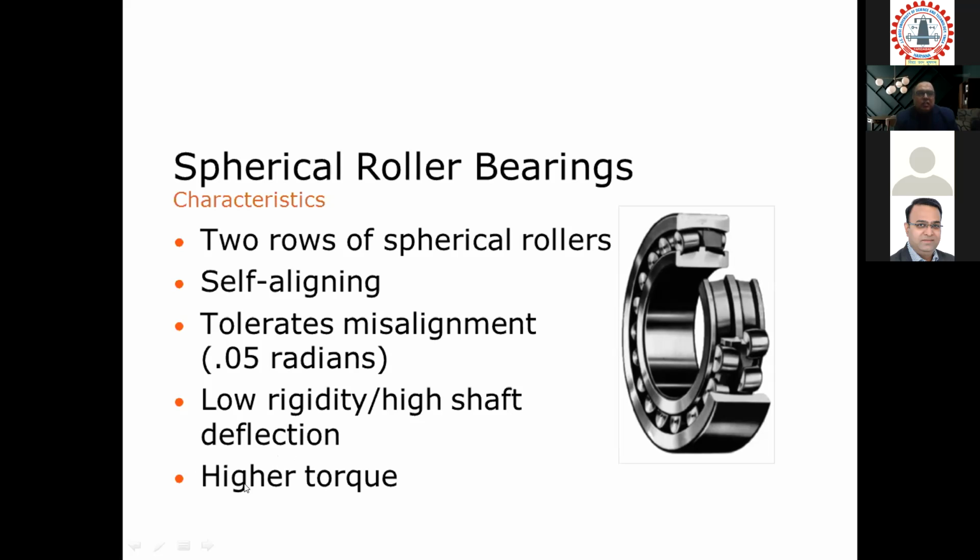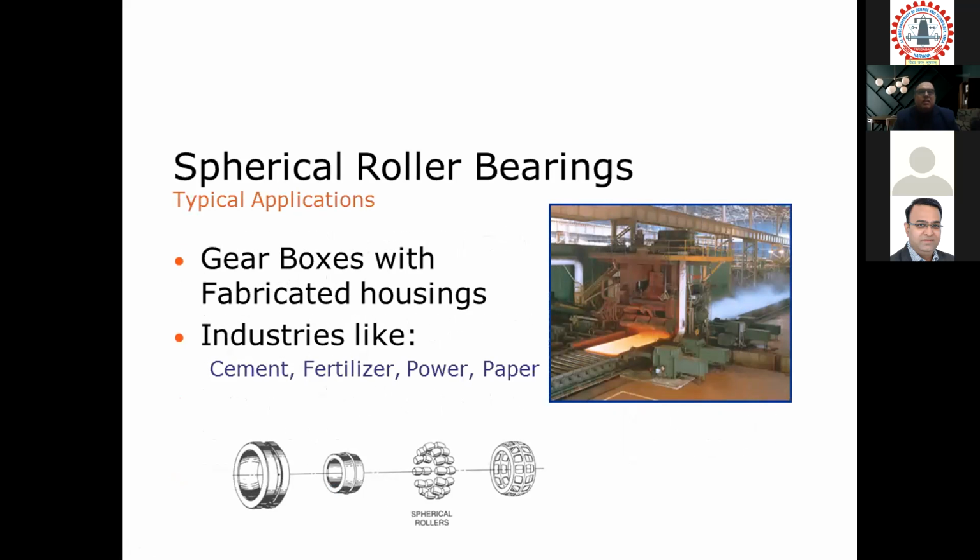The other thing is you also require a higher torque to run the spherical roller bearing. That would mean that the friction will be a little bit higher than the ball bearing. I already mentioned that gearboxes with fabricated housings in industries like cement, fertilizer, power, paper, etc. is the typical application for spherical roller bearings.